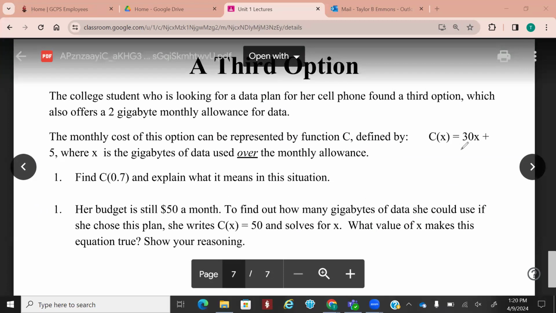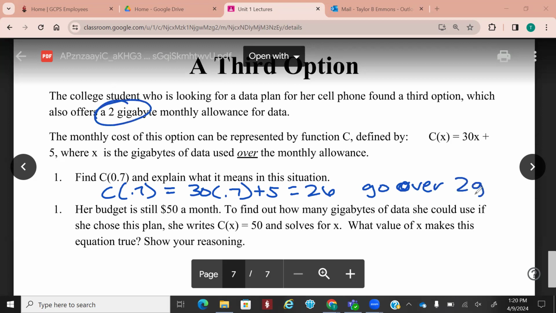So if I take 0.7 and I plug it into this equation, and I type this into my calculator, that's going to give me 26. So what this means is if I go over 2 gigs, because that's my monthly allowance, by 0.7, it'll cost $26.